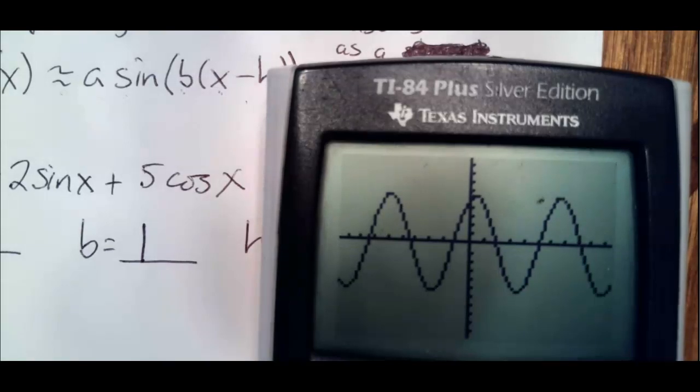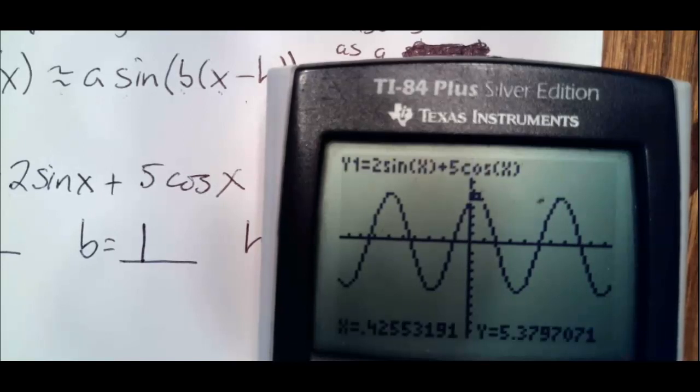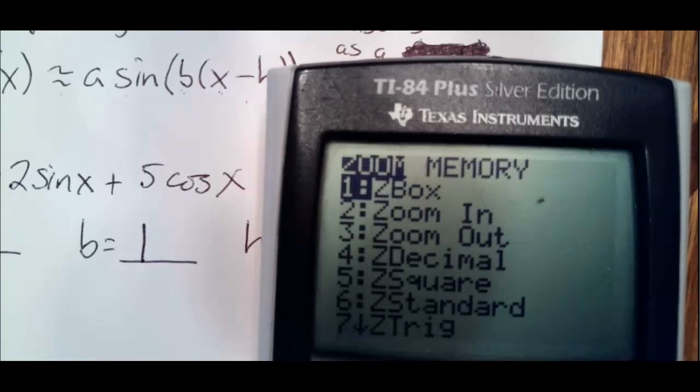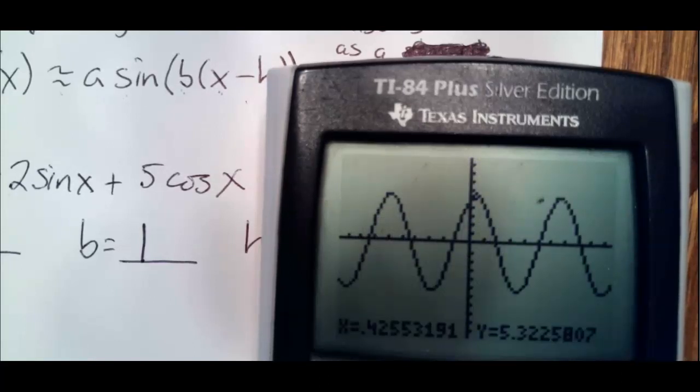So this is a composite. And what we want to do is find the new amplitude. When we put those two together, your amplitude changes. So this is what you're going to do next. You are going to press the trace button and move your little cursor until it's at the very top. Because this is zoomed out, you might not get it exact, so you can press zoom, then press 2 to zoom in, and then press enter.